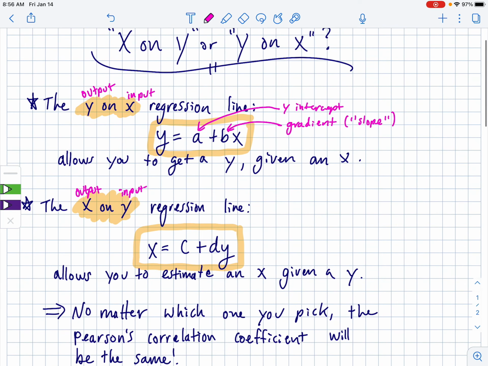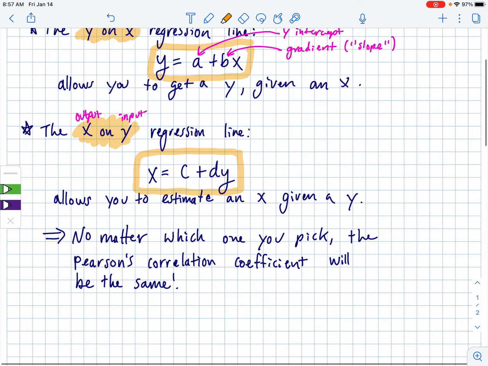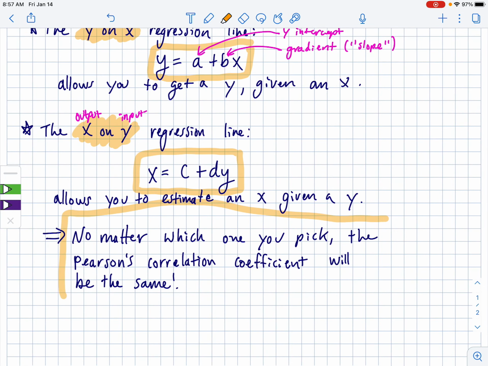So if you get the x on y, that allows you to estimate an x given a y. So if you're going to be inputting a y, you can use the second equation. But they're both just versions of the same thing. They're both just algebraic reworkings. But I'm going to show you a couple tricks on your calculator to be able to find both of them. One quick note: no matter which one you pick, the Pearson's correlation coefficient will still be the same number. So it'll still tell you how strong your model is by how clustered the data is around a linear line, whether you do y on x or x on y.